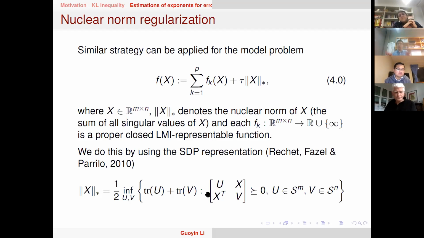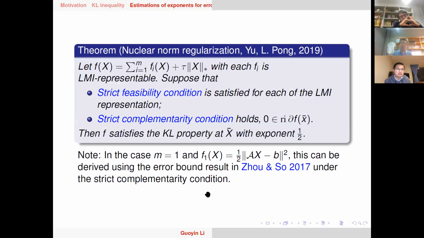So again, we lift it up as a semi-definite programming problem, and then we make use of the error bound result of it. And what you can do is that you can show a similar result. Again, under very similar conditions, you can prove that the function has the KL property with exponent 1/2. Which means that if you apply, for example, the proximal gradient method in here, if these conditions are satisfied, then you can actually obtain a linear convergence rate.